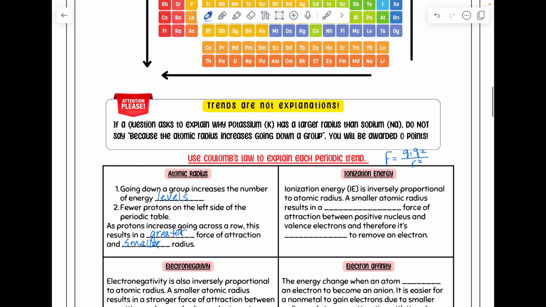Now let's talk about ionization energy. Ionization energy is inversely proportional to the atomic radius. A smaller atomic radius results in a stronger force of attraction between the positive nucleus and the valence electrons, and therefore it's harder to remove an electron. So these are actually related, right? As your atomic radius decreases, your ionization energy does the opposite. It's going to increase.